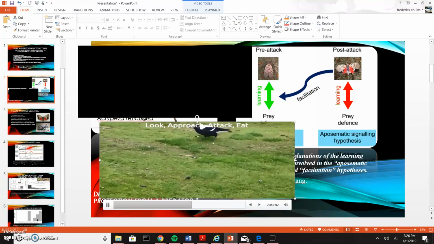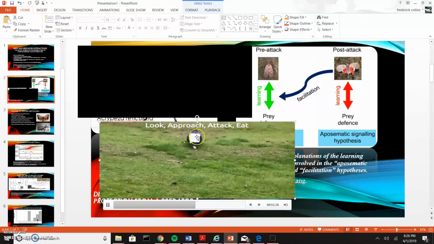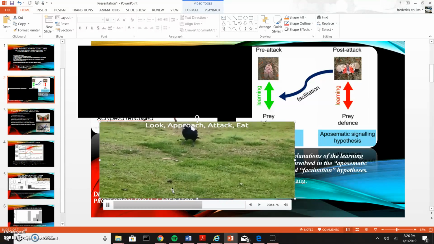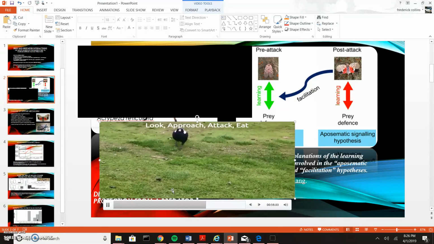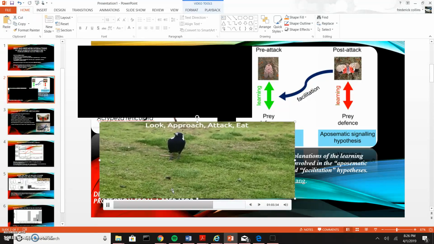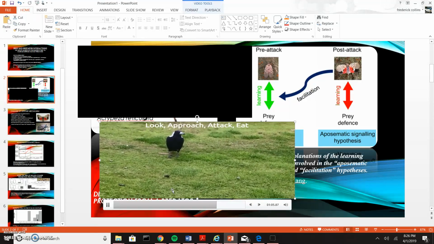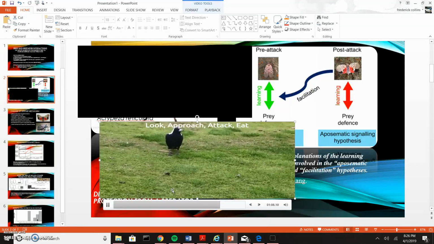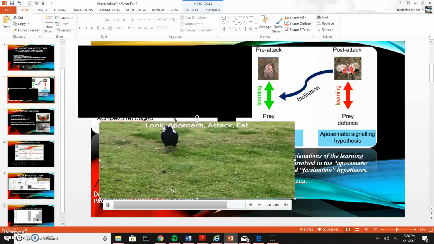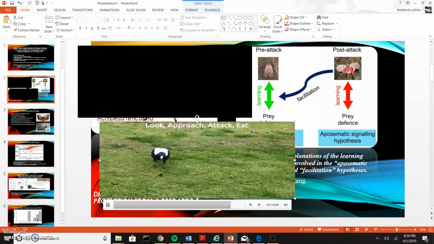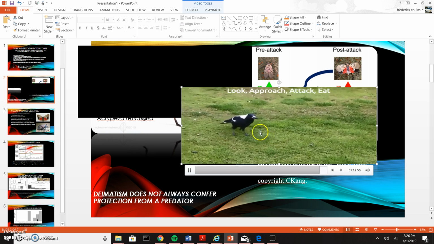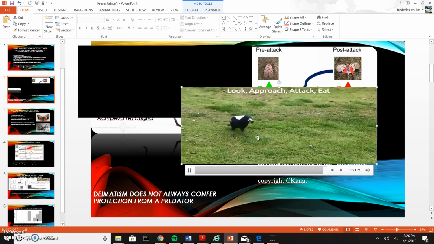But in this situation, this bird, a magpie, has had several encounters with the prey. As time goes on, it learns to avoid the deimatic display that the prey is exhibiting, and still will go ahead and feed on the prey. As we can see, yep, it has fed on the insect.